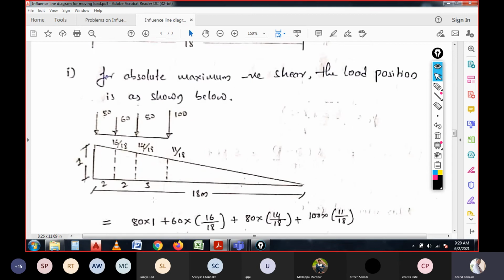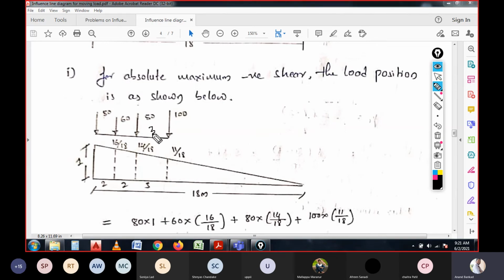Just see, I hope it is clearly visible. For the set of loads, 50 that is 80 kilonewton load is acting at the point of support, and the remaining loads are acting at their respective distances. With respect to here, in 18 meter, the first set of load is acting from the right support. From the right support, how much it is, and from the left support, how much it is, we can calculate by referring to the distances over here.